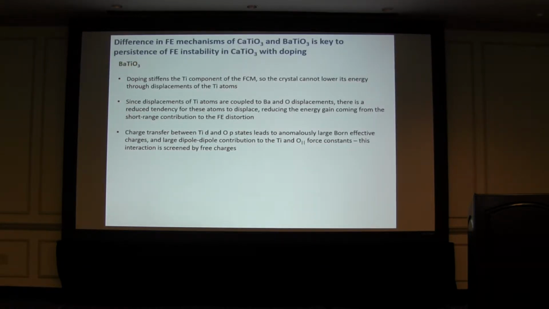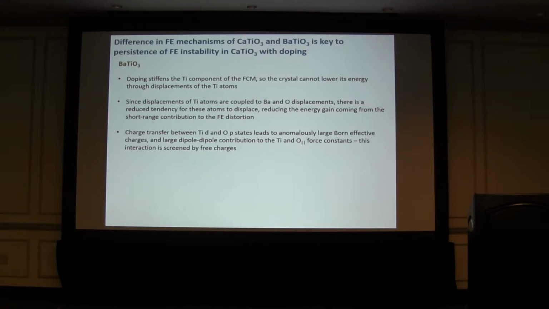Okay, so what's the difference between these two materials then? In barium titanate, doping stiffens the titanium component of the force constant matrix, so the crystal can't lower its energy through displacements of the titanium atoms. Since displacements of the titanium atoms are coupled to the barium and oxygen displacements, there's a reduced tendency for those atoms to displace, reducing the energy gain coming from that short-range contribution.